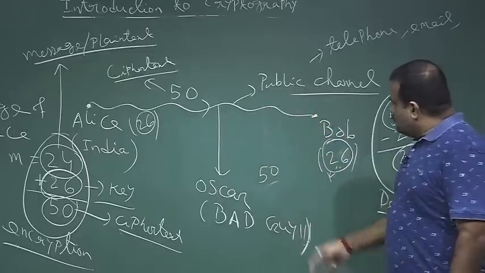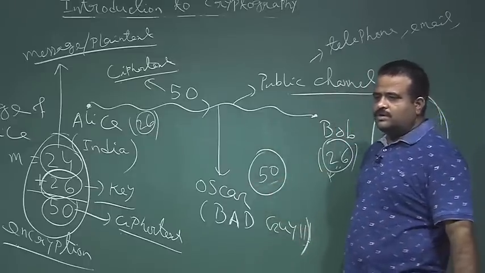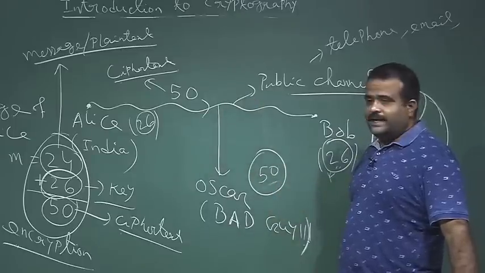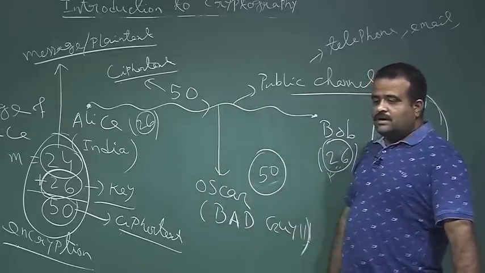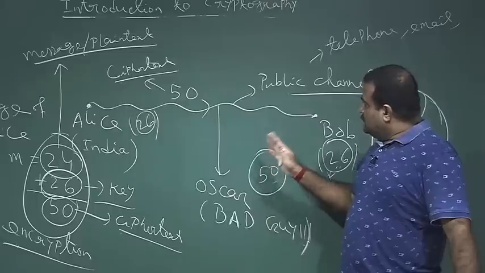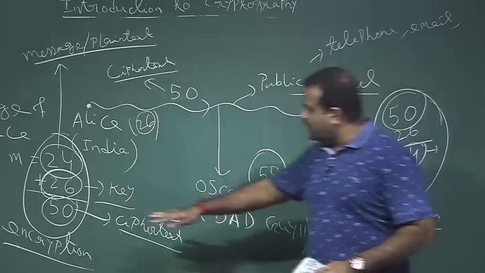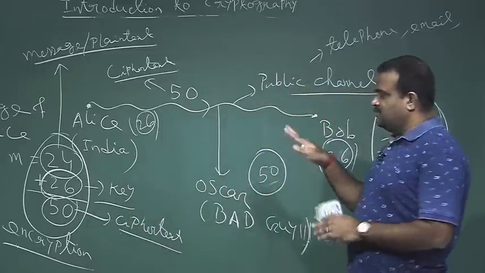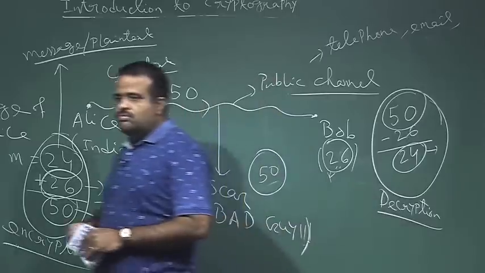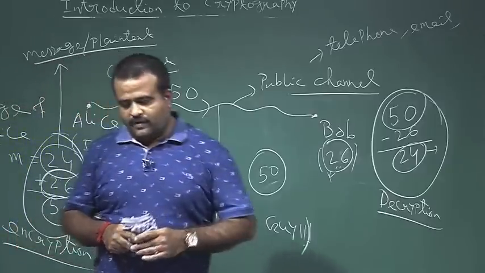So, what can Oscar do? Oscar is getting only this ciphertext. Oscar does not have the key. So, the goal of Oscar is to guess what the key is and what the plain text is, what Alice's original age is. This is the fundamental objective of cryptography. The study of this encryption algorithm and decryption algorithm is called cryptography, and the people who work on this are called cryptographers.